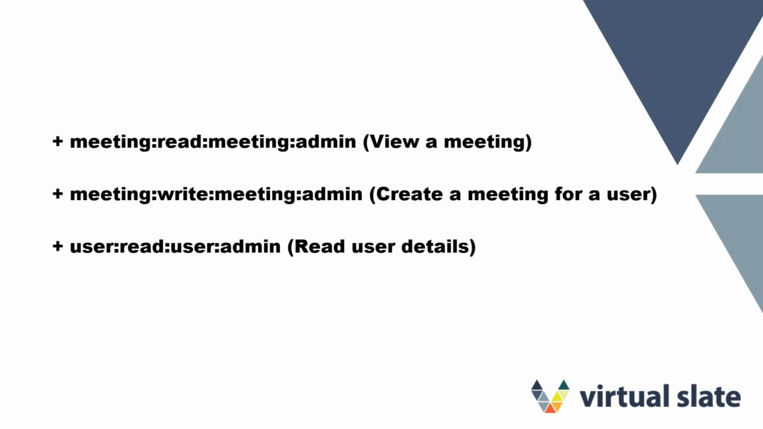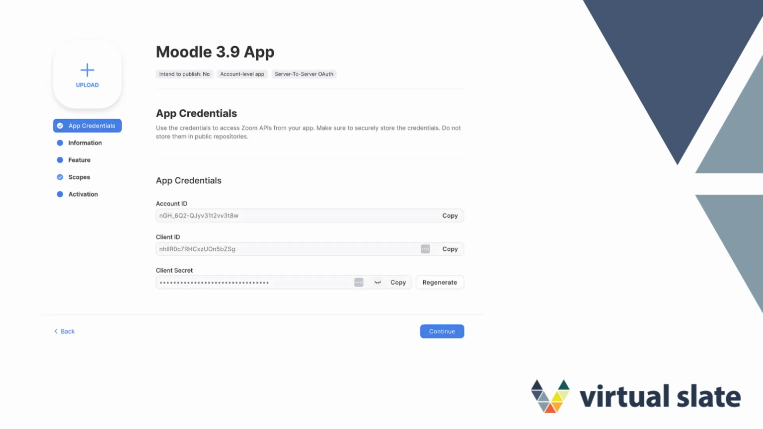At a minimum, the following scopes are required by this plugin: view a meeting, create a meeting for a user, and read user details. Once the OAuth app has been set up, be sure to copy the account ID, client ID, and client secret values on the app credentials page. These values will be needed in a later configuration step.